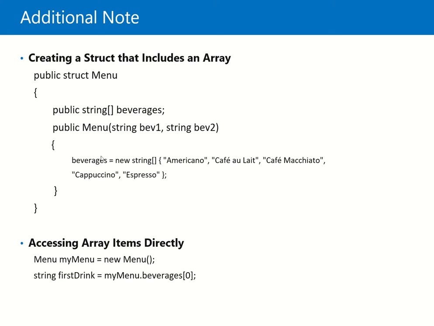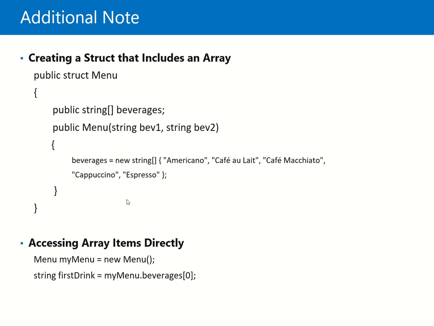Now let's assign some values to the beverages variable. You assign a couple of strings inside. So beverages 0 is Americano, beverages 1 is cafe au lait, beverages 2 is cafe macchiato, beverages 3, and beverages 4. There are a total of 1, 2, 3, 4, 5 in this example. There are 5 items in the array of beverages.